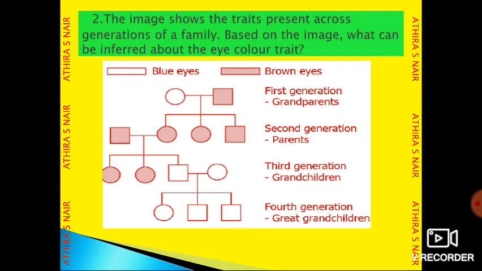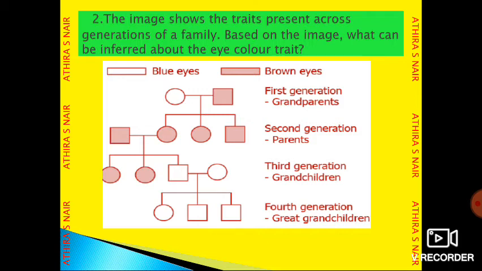Second question. The image shows the traits present across generations of a family. Based on the image, what can be inferred about the eye color trait? Here you can see some of the individuals are having brown eyes and some other individuals are having blue eyes. In the first generation, the square represents the male and the circle represents the female. The male organism, or the father, is having brown eyes and the mother is having blue eyes. But here they have 3 progenies. In the second generation, all 3 children have brown eyes only.